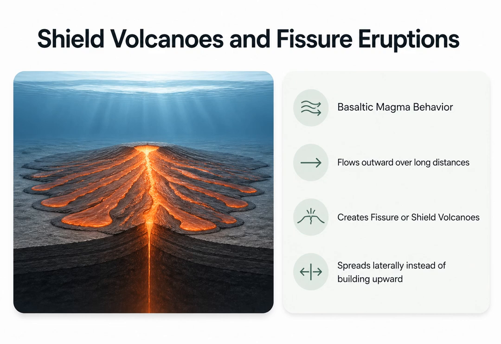This lateral movement is exactly what drives seafloor spreading. It creates broad, flat fissure eruptions or shield volcanoes, but it spreads out too much to build the tall, concentrated peaks required to form volcanic islands above the ocean surface.